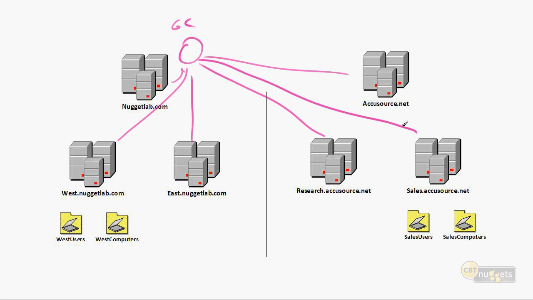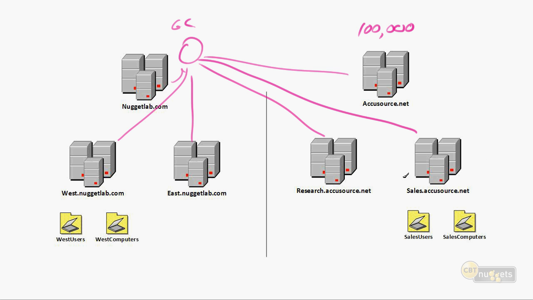Maybe Accusource.net is a substantially larger organization than NuggetLab.com. Well, if I only had my own global catalog on this side in this namespace to worry about, maybe it would be pretty small and not really that much to consider in terms of replication. But maybe Accusource.net has 100,000 users, plus the computer accounts, plus group accounts, and so on. Well, that could substantially add to my global catalog and any replication that I have. It's not really part of the current exam to consider that in terms of where you place them, but you may have to consider that more carefully.